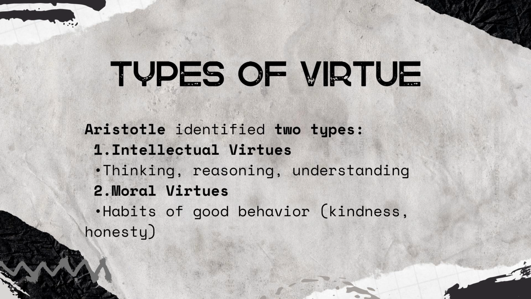So examples, for intellectual virtues, a student carefully solves a math problem by thinking step by step. While for moral virtues, a student tells the truth even if they might get in trouble. So, in short, to become a truly good person, you need both a smart mind and a good heart.